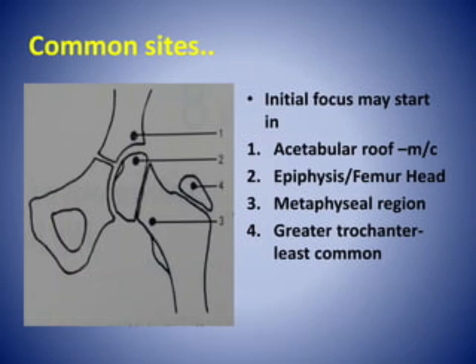Coming to the clinical features, the patient will have constitutional symptoms of tuberculosis like cough, night sweat, fever. Apart from this, he will have a painful limb. His gait will be antalgic. There will be shortening of the limb and deformities will be seen.